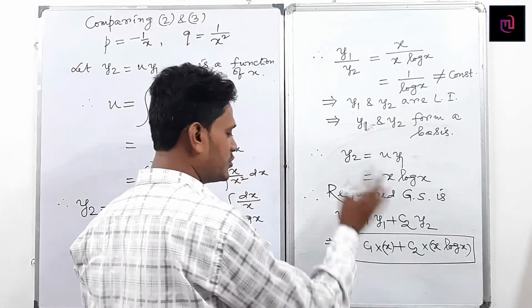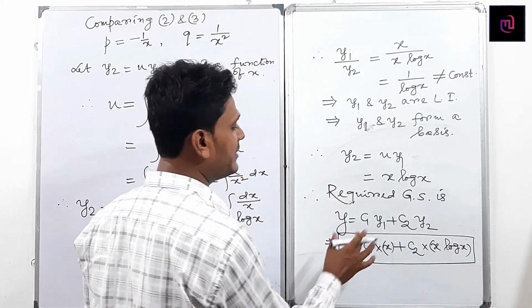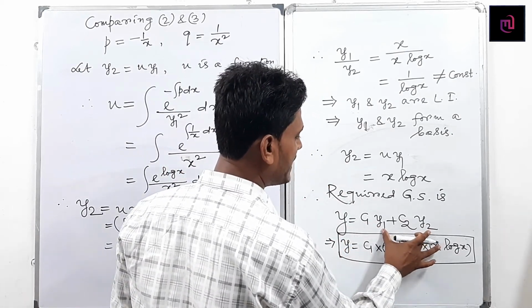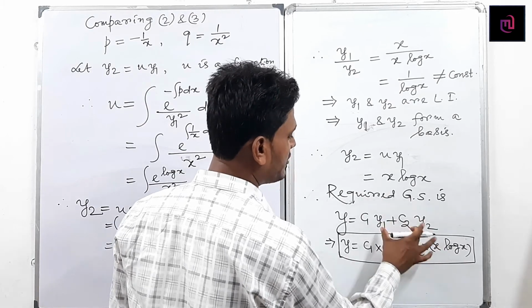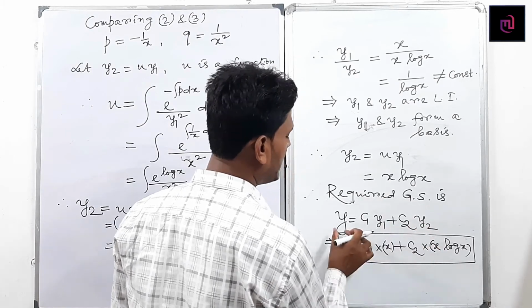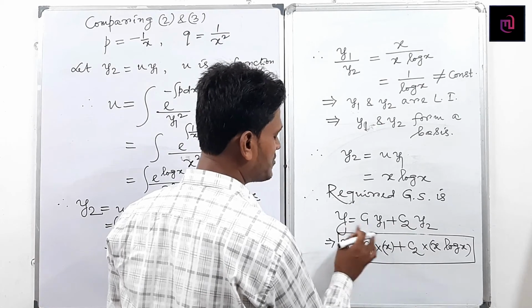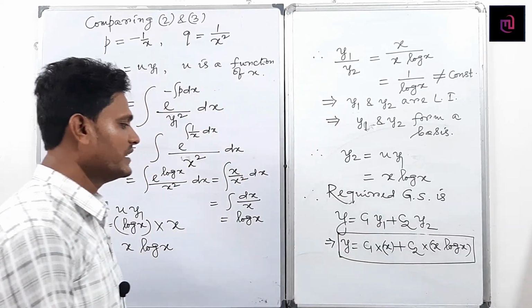All of you know the superposition principle or linearity principle: if y1 and y2 are two linearly independent solutions of a second order homogeneous differential equation, then the general solution becomes y = c1 y1 + c2 y2.